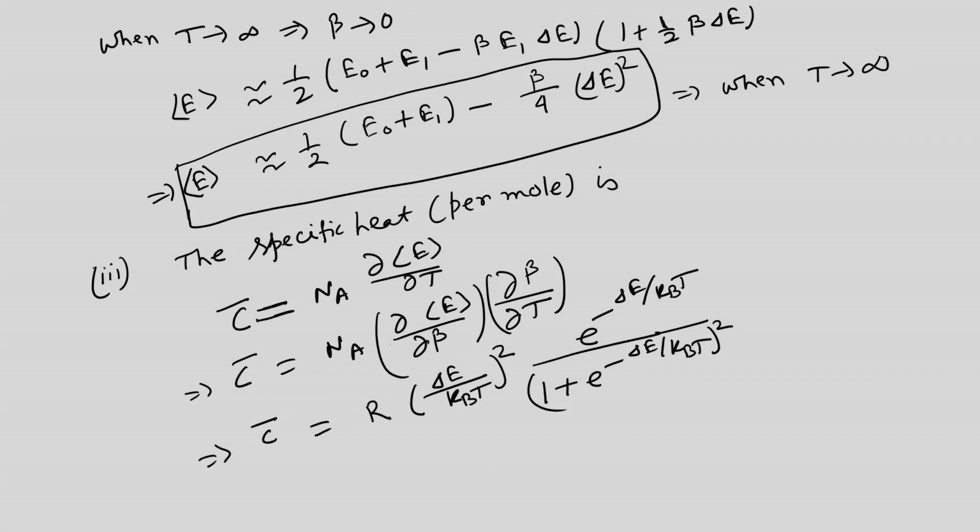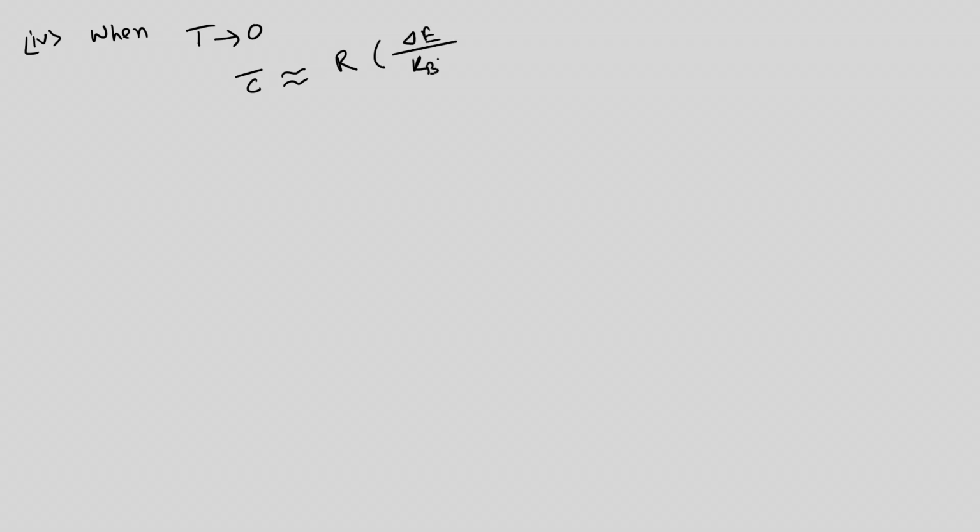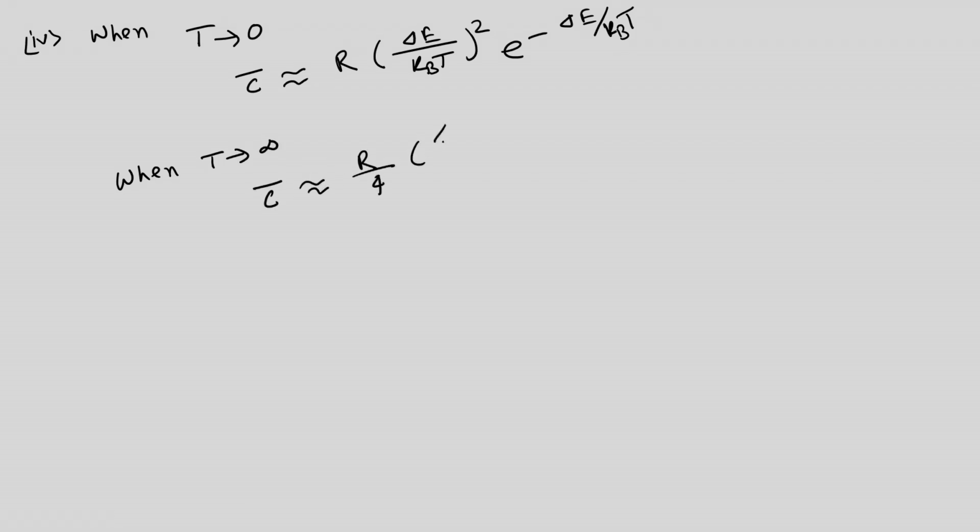Okay, so, this is specific heat per mole, and the last one, problem number 4, is we need to consider the temperature limits. So, when T goes to 0, C bar is R times delta E by kBT to the 2 e to the minus delta E by kBT. And when T goes to infinity, C bar is R by 4 delta E by kBT to the 2.